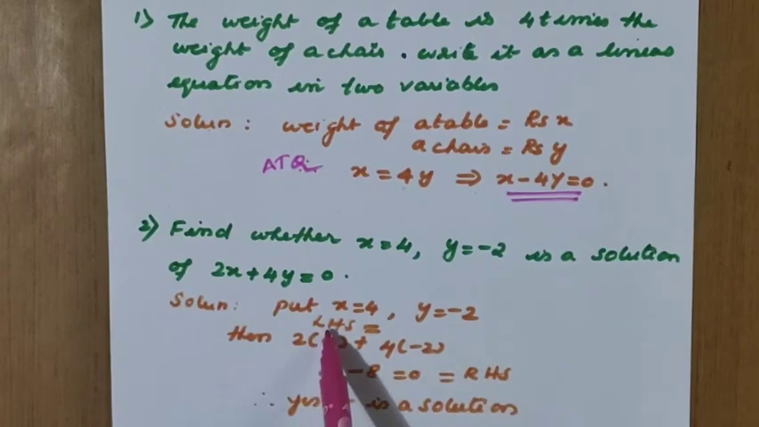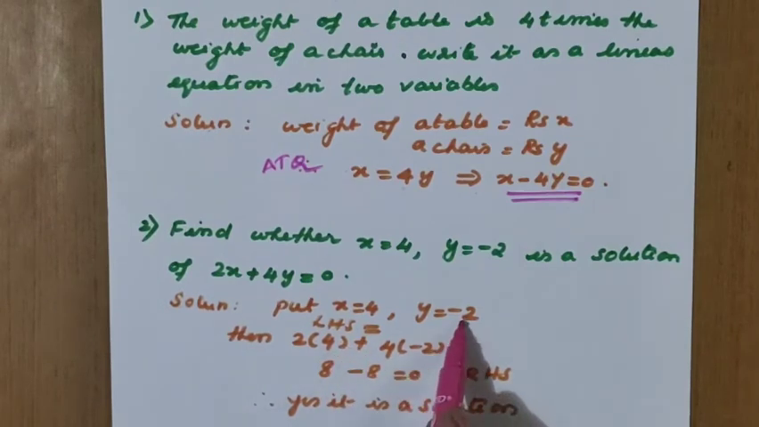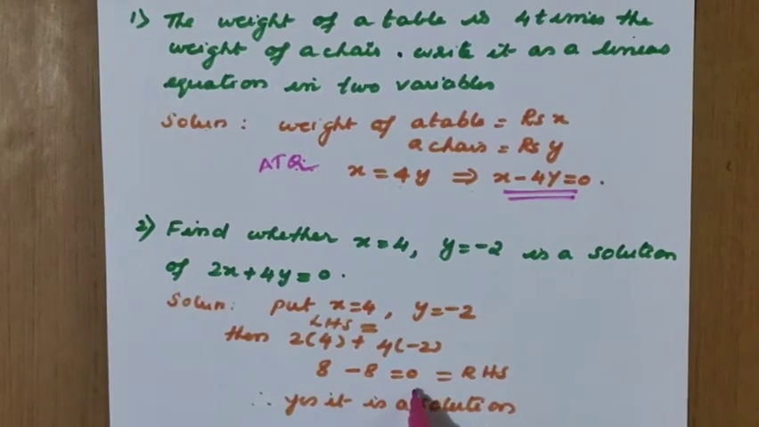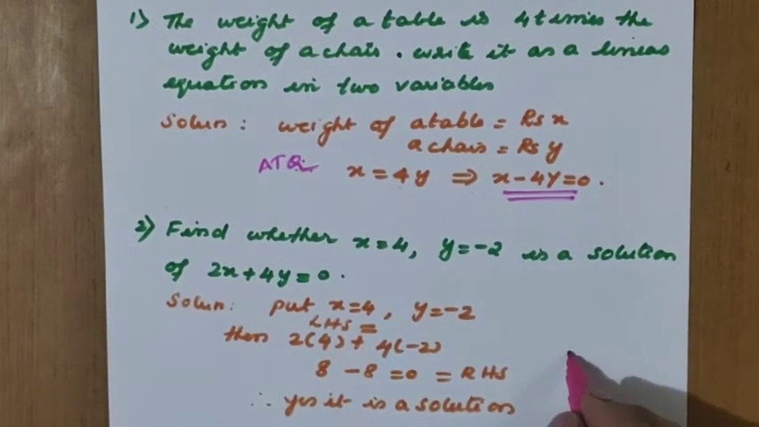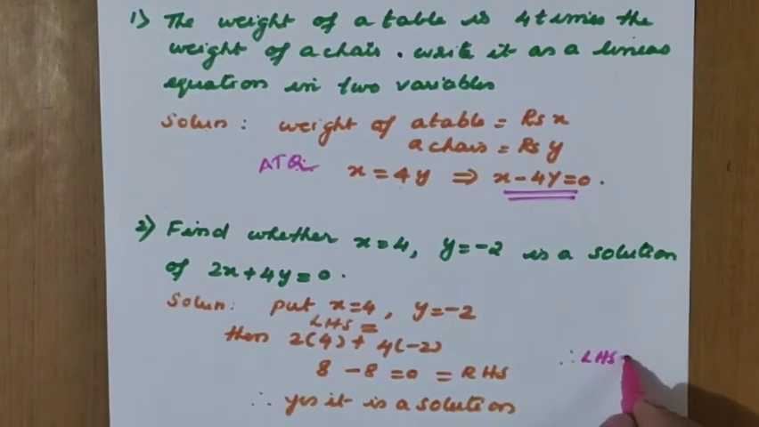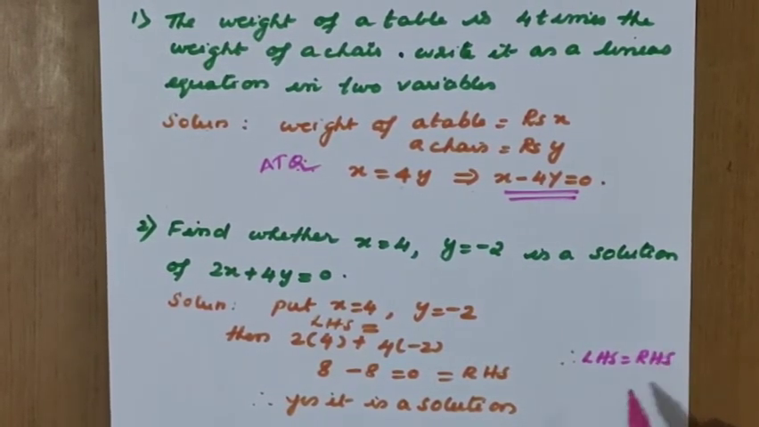So we take the LHS. LHS equals 2 into 4, replacing x by 4, plus 4 into minus 2. So what are we getting? 8 minus 8, which is equal to 0. That means it is equal to the RHS. Therefore, LHS equals RHS. This shows that it is a solution. It means x = 4, y = minus 2 is a solution.